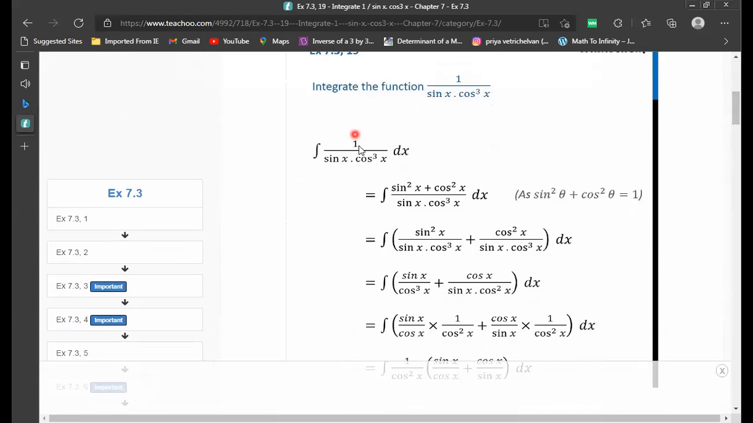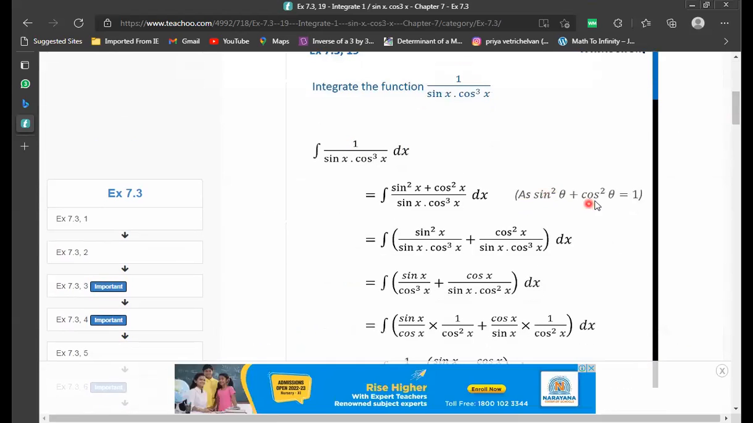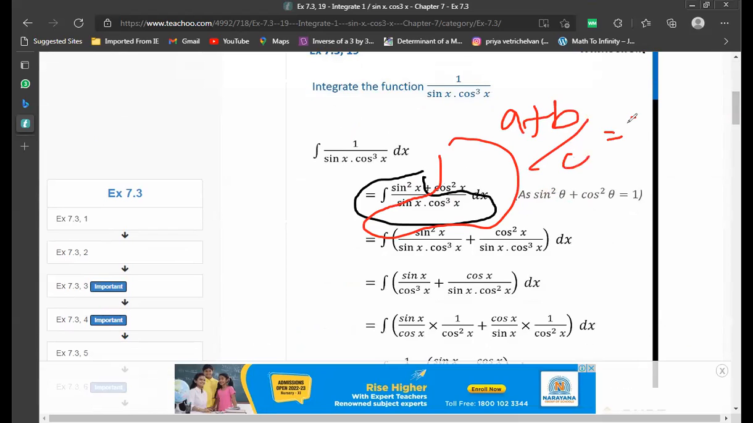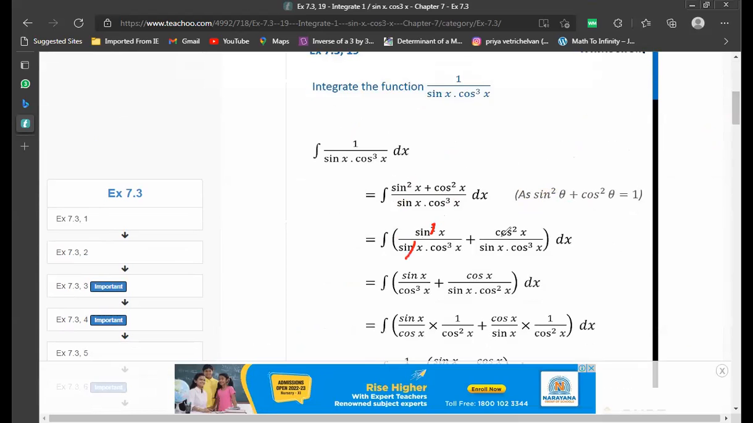Again, in this question, they are rewriting 1 as the identity sin square theta plus cos square theta. They are just splitting it because the denominator is common for both the terms. Split the fraction, like a plus b by c can be written as a by c plus b by c, isn't it? So now we can make the cancellation. The sin square x and sin x, and cos square x and cos cube x, which contains cos square x into cos x, can be cancelled. Simplify, and you'll be left with this.